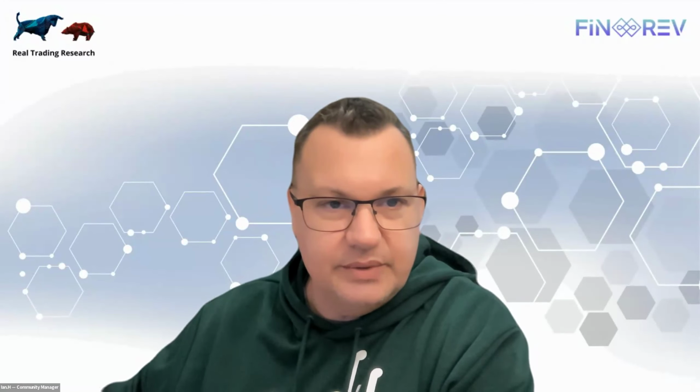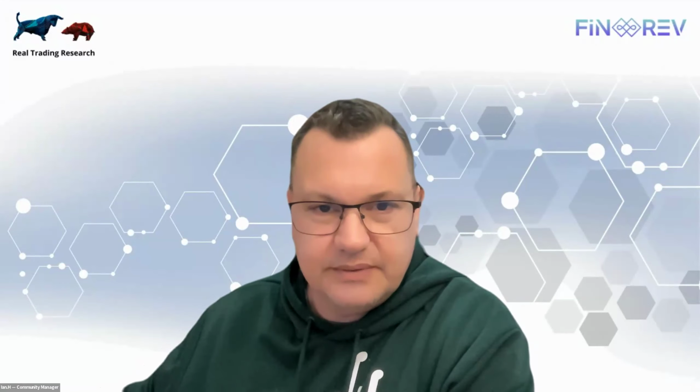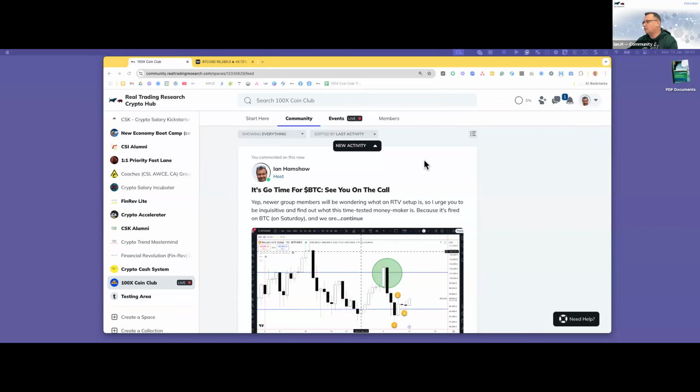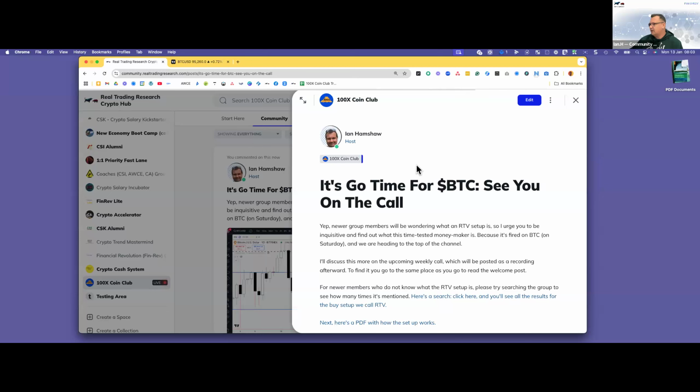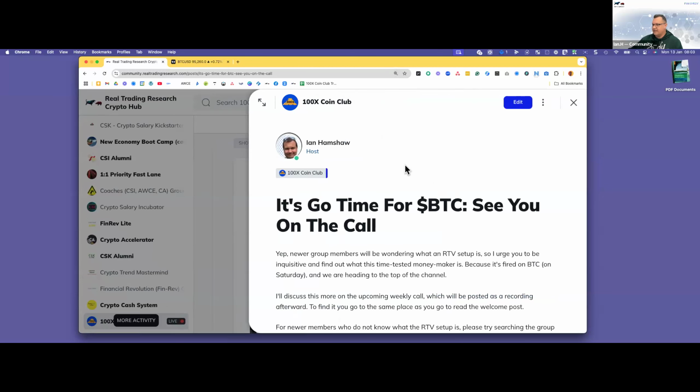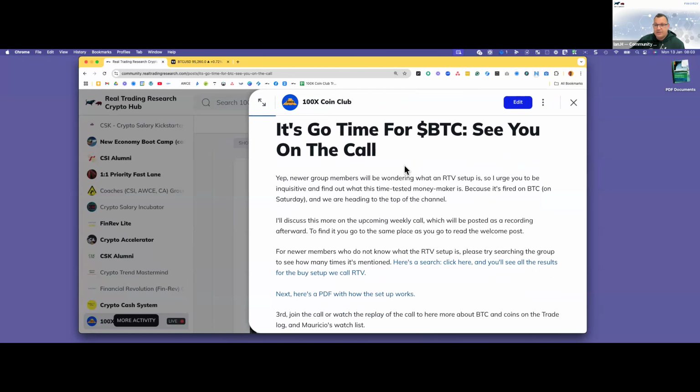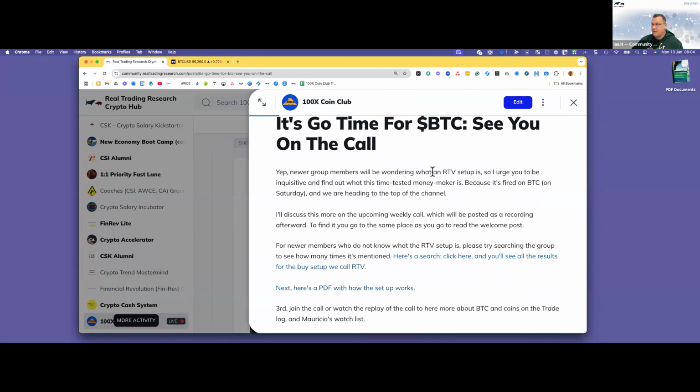So, which screen do I want to share? I think I want to share this one. This was the post that I put in the group just before we started. Anybody that's a newer member that's never heard the term RTV and RTC, you're going to be thinking, like, what are you talking about? This is a really cool thing to be inquisitive about. And I'll show you an example on the BTC daily chart that happened over the weekend.